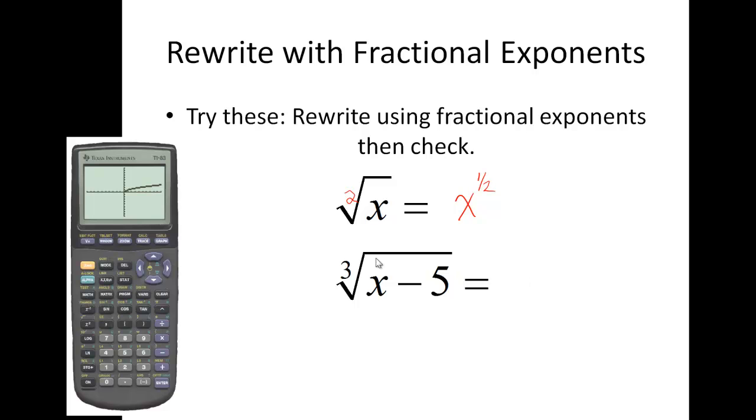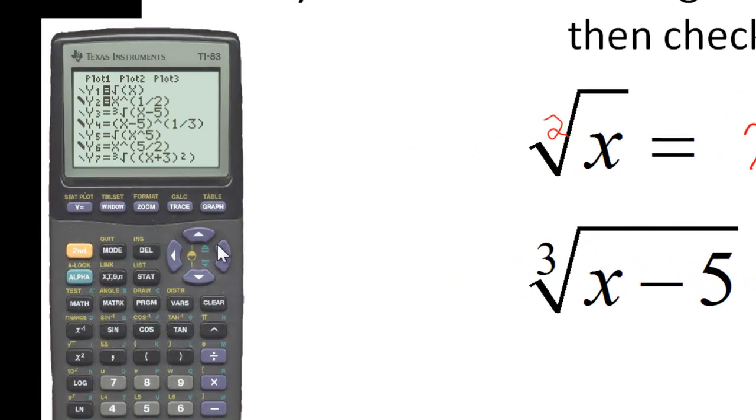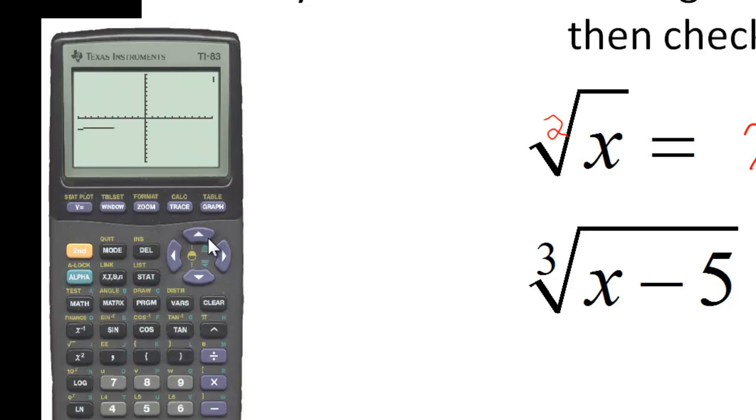Now how about this one here? How about the cube root of x minus 5? Now it's not just x, but x minus 5 to the 1/3 power. I want to indicate that the whole quantity is raised to the 1/3 power. Again, I can check that by graphing. I'm going to turn off those graphs, and now turn on the cube root of x minus 5 and x minus 5 to the 1/3 power. I'm going to graph these two here. Let's see what happens.